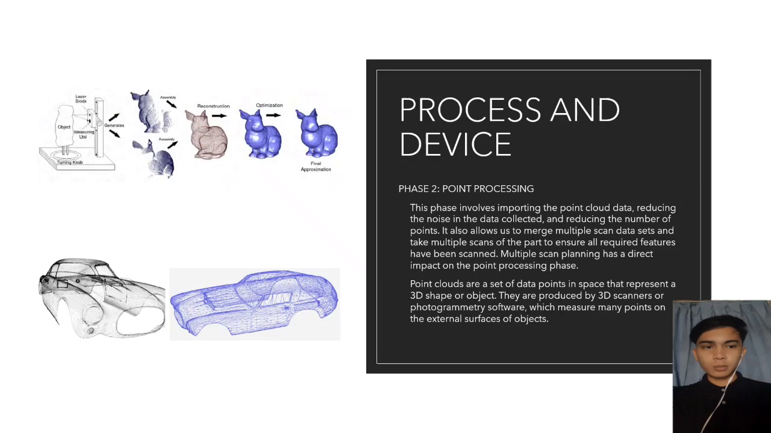Phase 2 is point processing. This phase involves importing the point cloud data, reducing the noise in the data collected, and reducing the number of points. It allows us to merge multiple scan data sets and take multiple scans of the part to ensure all required features have been scanned. Multiple scan planning has a direct impact on the point processing phase. Cloud points are a set of data points in space that represent a 3D shape or object. They are produced by 3D scanners or photogrammetry software, which measure many points on the external surface of objects.